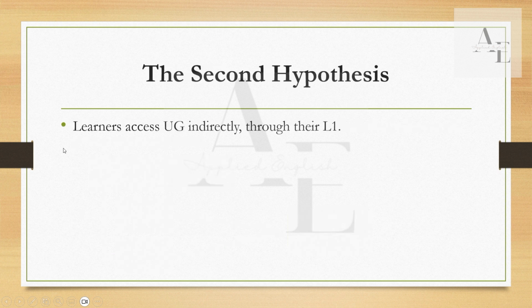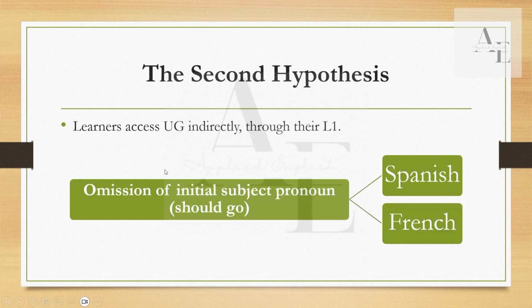But the second hypothesis said that learners access UG indirectly through their L1. So L1 affects the access to UG. And they used another example to support their view. In English, sometimes we omit the initial subject pronoun, which is I, like they say should go instead of I should go or we should go. So Spanish native speakers, who already have this structure in their language, didn't have much difficulty accepting or learning this structure in English.